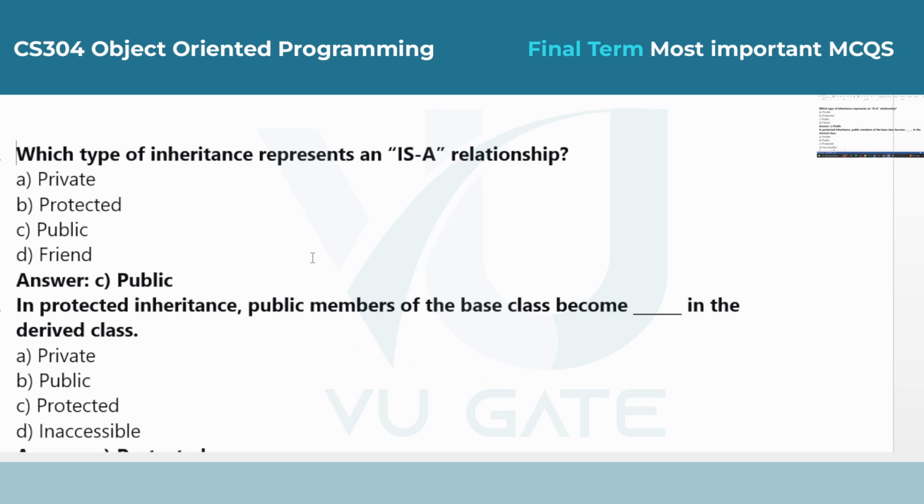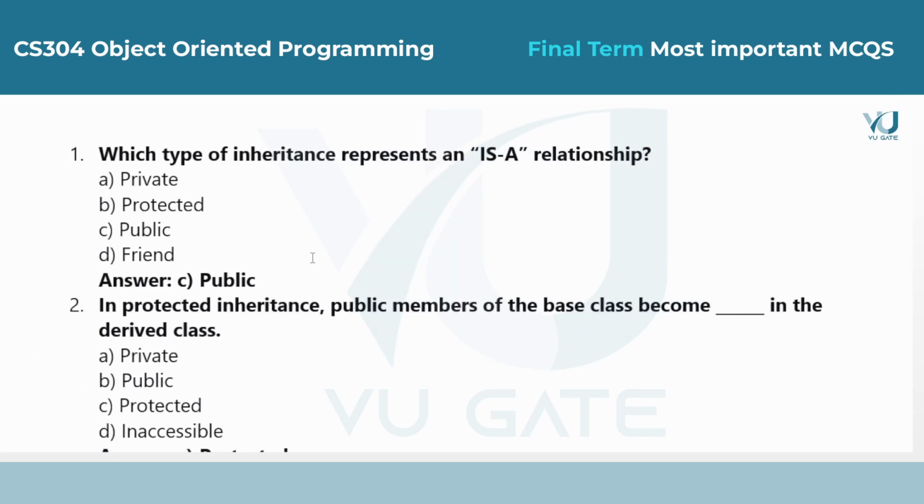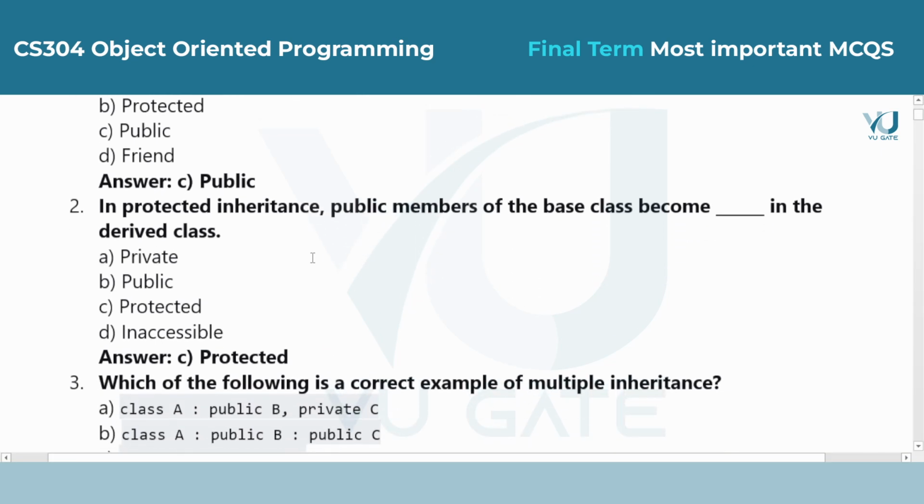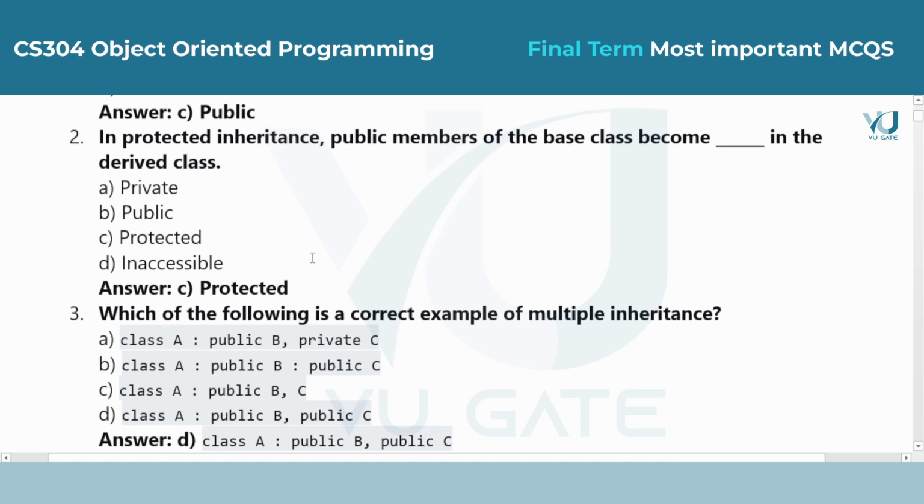Q1. Which type of inheritance represents an ISA relationship? Answer. C. Public. Explanation. Public inheritance indicates that the derived class is a specialized version of the base class. For example, a dog ISA animal.